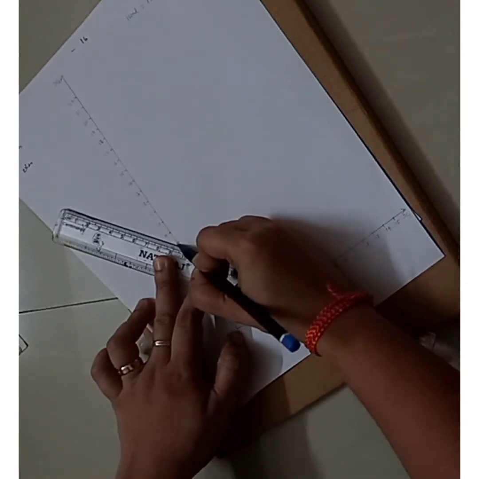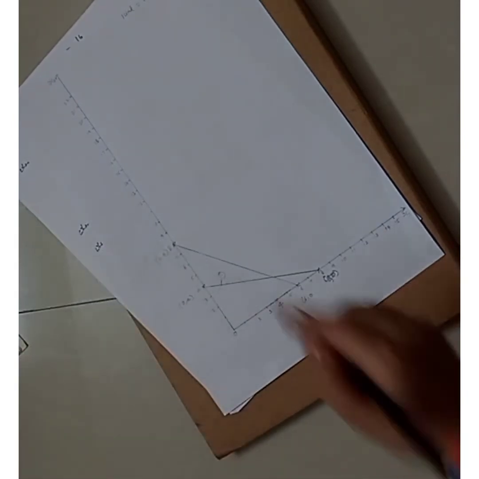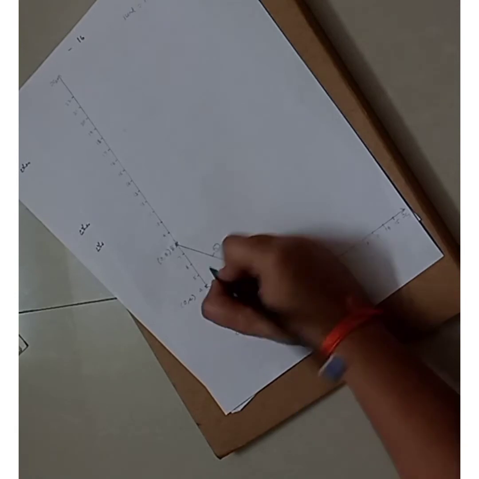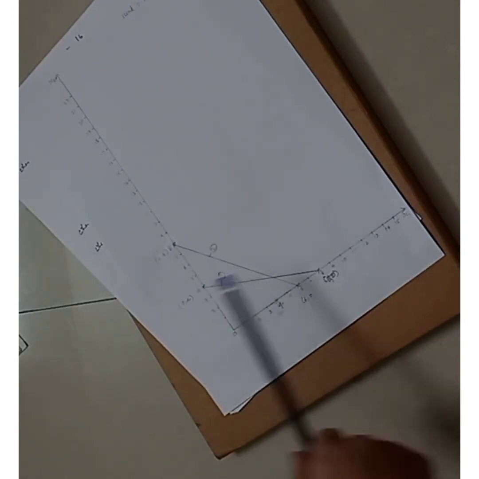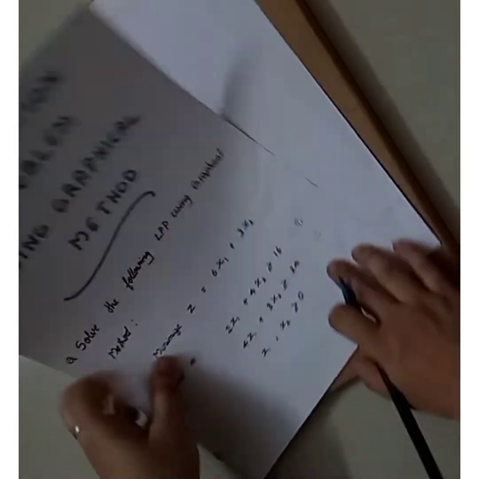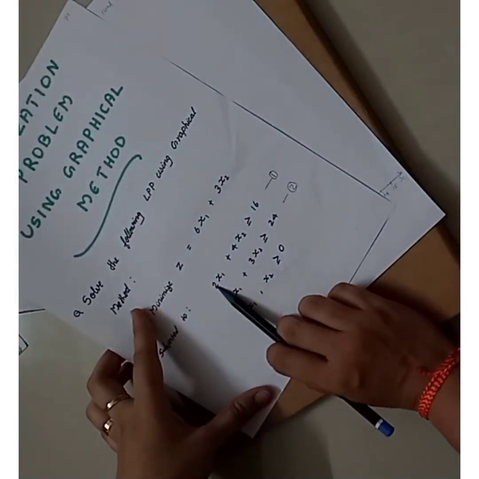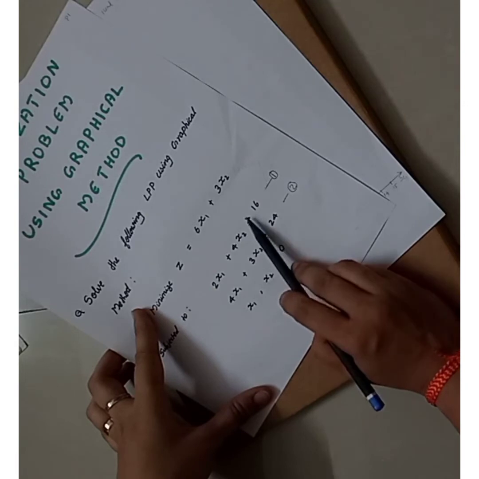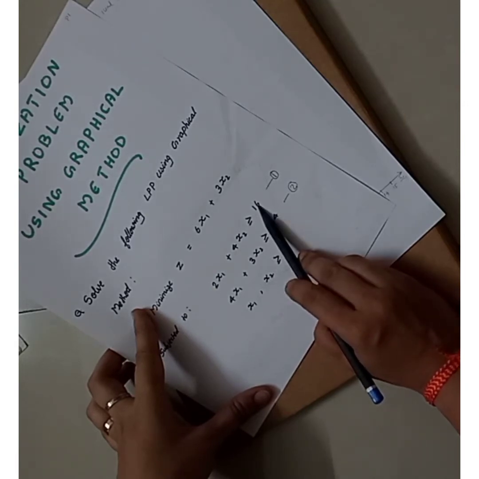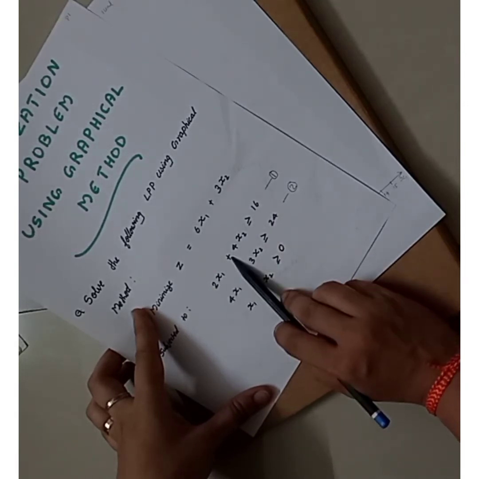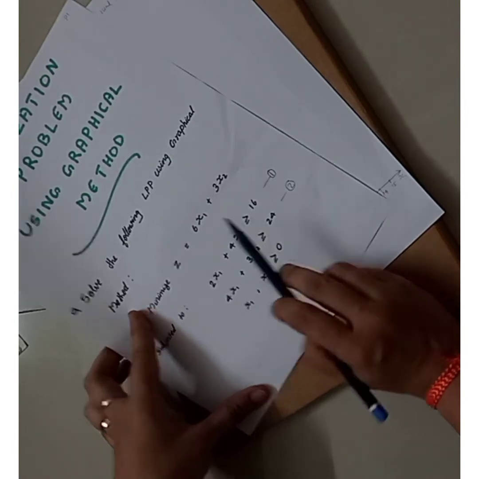Okay, now I'm joining these 2 points to get my second constraint. Alright. So see, I have 2 constraints, I have 2 lines here. Now, look at the question. What is given in the question? That is 2x1 plus 4x2 greater than or equal to 16. It is told that 2x1 plus 4x2 is greater than or equal to 16.